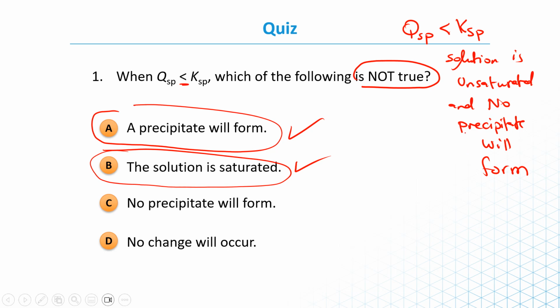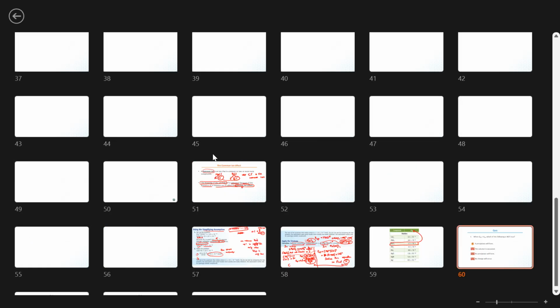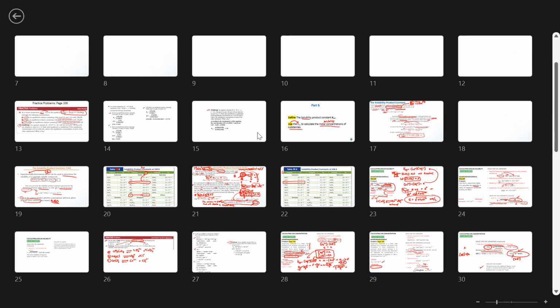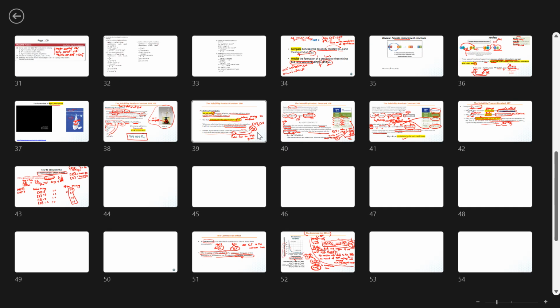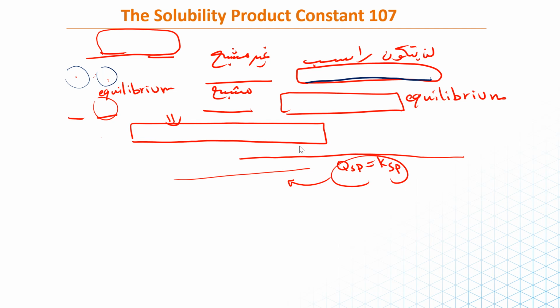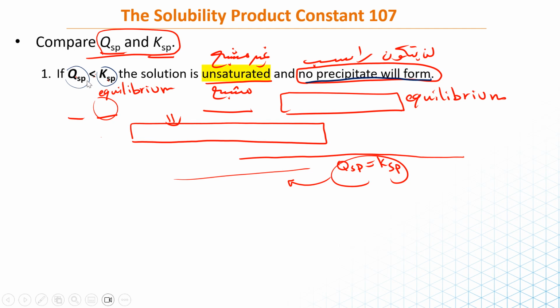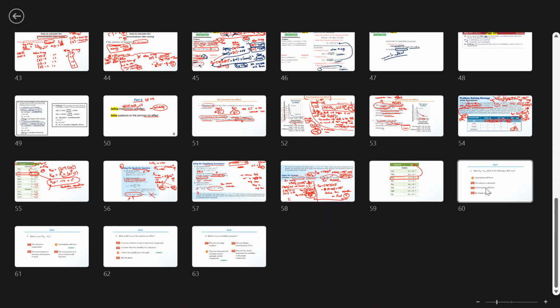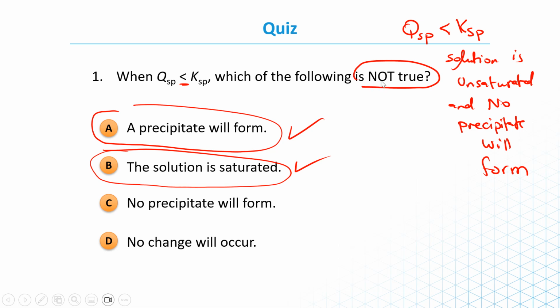Okay, so just to double check here, just for you to remember, let me show it to you. Okay, dokie, where is that slide? Yep, here it is. If the Qsp is less than the Ksp, the solution is unsaturated and no precipitate will form. Okay? And if Qsp is bigger than Ksp, then a precipitate will form. So it tells you these are correct when the Qsp is less than the Ksp: the solution is unsaturated and no precipitate will form. This is what should happen. But here they are telling you which one is not true. Okay?